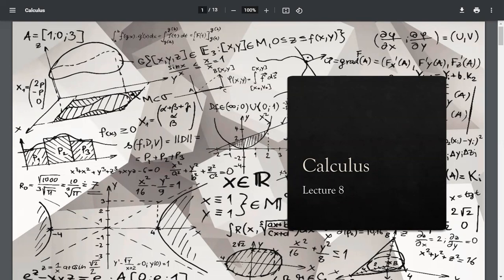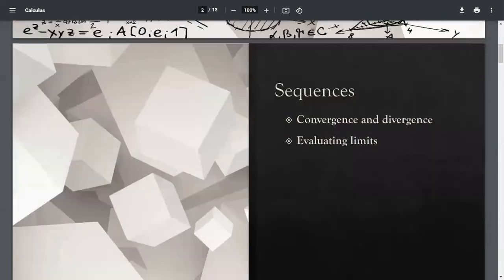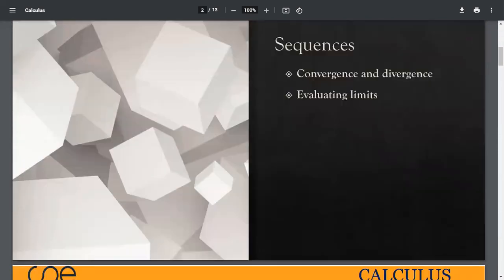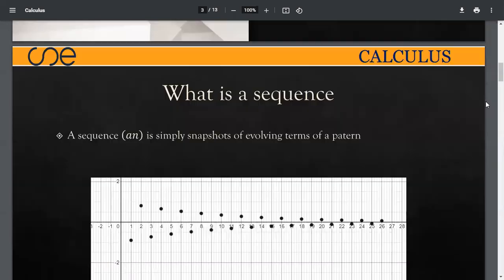It's about calculus. And in this lecture, we will be talking about sequences. Sequences are something you covered back in high school, and we'll get back to it. Mainly, we'll talk about the convergence and divergence of sequences, and how to find the infinite term of a sequence, or how to evaluate the limit of a sequence as n tends to infinity.